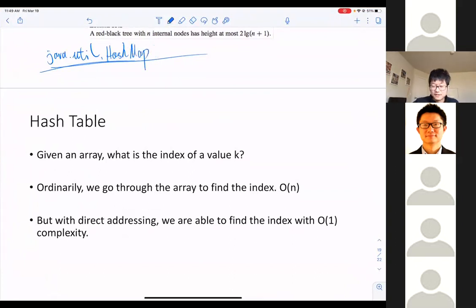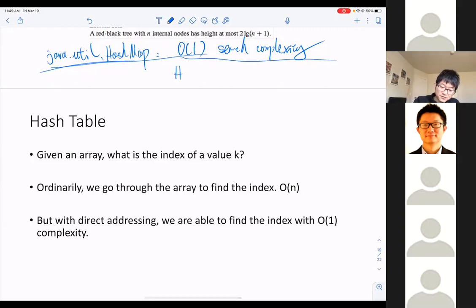The beauty of this data structure is in two ways. First, I'm just going to give you a conclusion. It supports O(1) search complexity. It's guaranteed to be O(1), which is the most efficient search complexity that all of us can expect. The other interesting part is that it is based on a hash function.